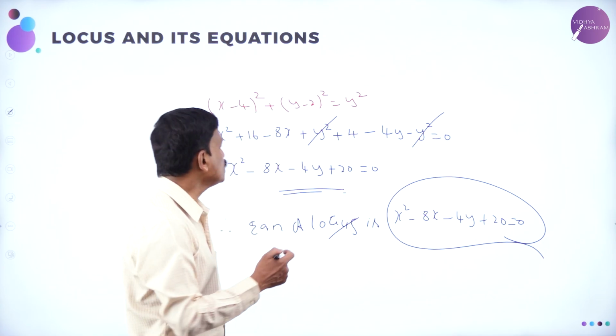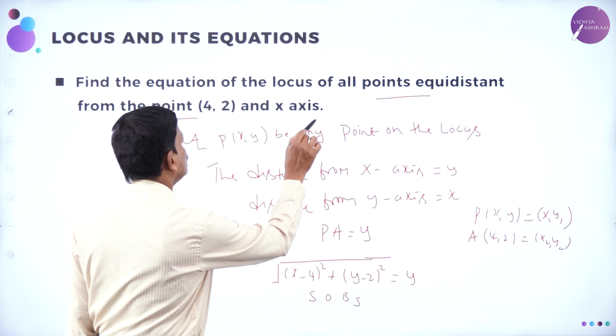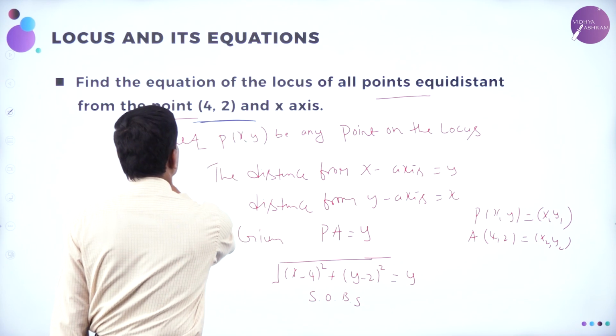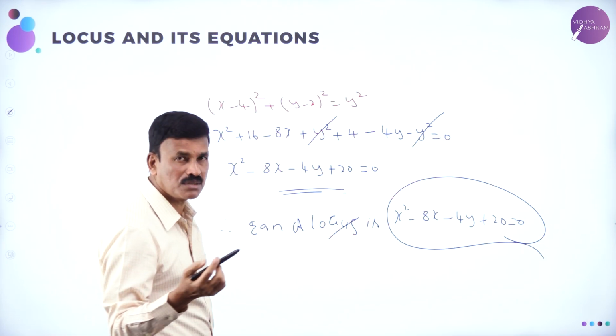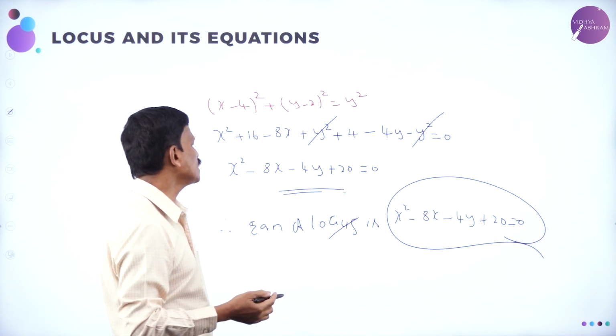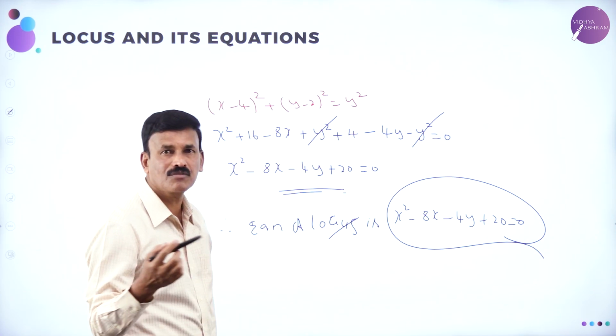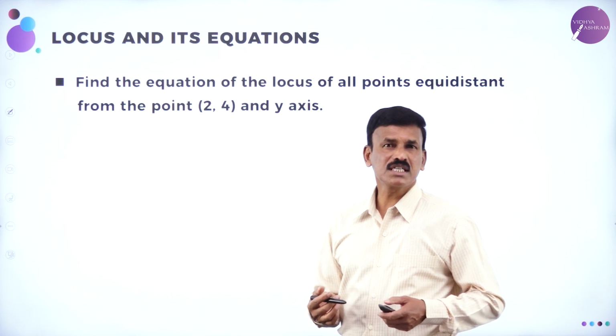So that means the equation of all the points equidistant from the point (4, 2) and the x-axis is x square minus 8x minus 4y plus 20 equal to 0. There is no y square term other than y. So x square minus 8x minus 4y plus 20 is the required answer. Let's move on to the next problem.